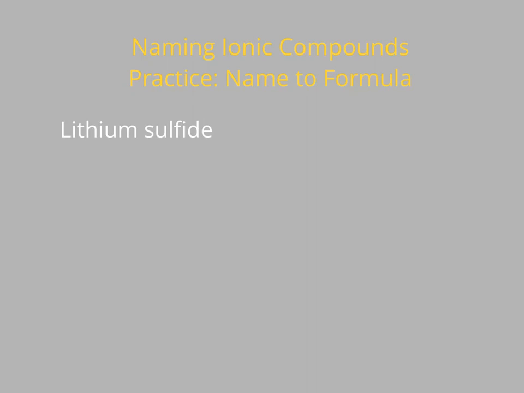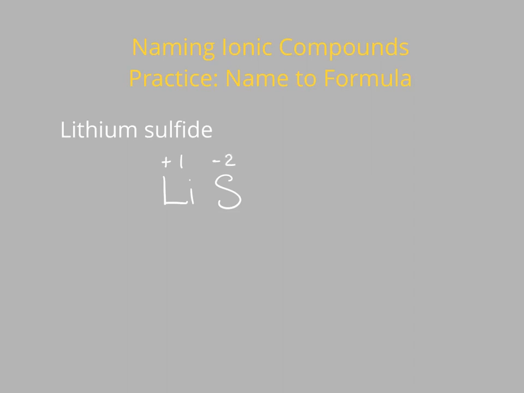But you don't have to take my word for it. Let's take a look at a couple more examples to test the hypothesis that our swap and drop method will always work. So let's take a look at lithium sulfide. Lithium is going to be our metal. Sulfur is going to be our nonmetal. Lithium is Li, sulfur is S, and lithium is going to take on a +1 charge when in an ionic bond, and sulfur is going to take on a -2 charge when in an ionic bond.